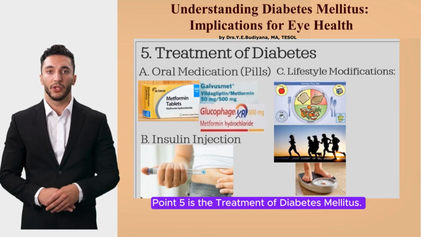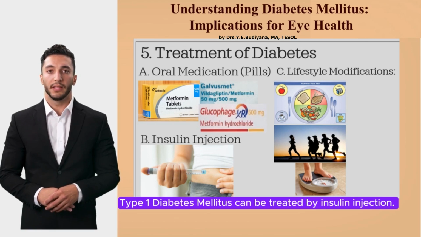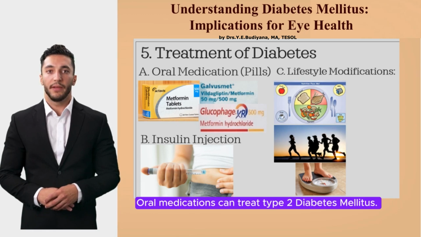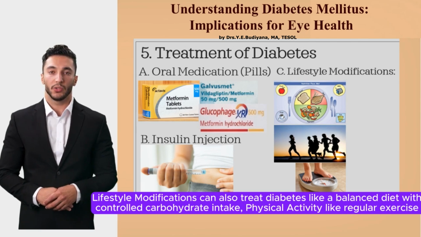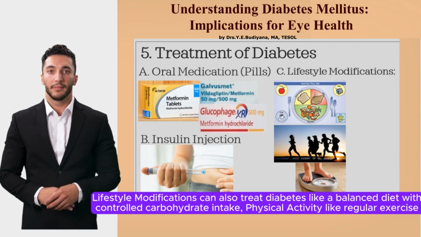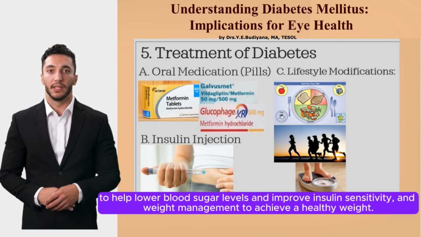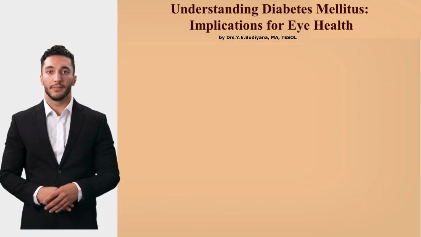Point 5 is the treatment of diabetes mellitus. Type 1 diabetes mellitus can be treated by insulin injection. Oral medications can treat type 2 diabetes mellitus. Lifestyle modifications can also treat diabetes like a balanced diet with controlled carbohydrate intake, physical activity like regular exercise to help lower blood sugar levels and improve insulin sensitivity, and weight management to achieve a healthy weight. Now, my friend, Ida will continue the presentation.